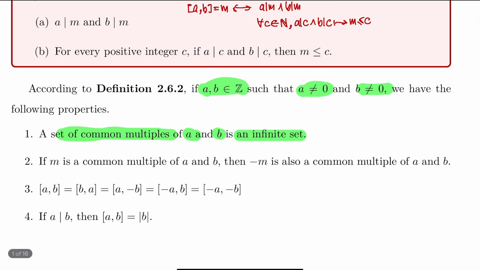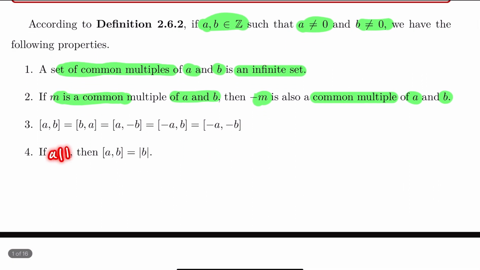Number two, if m is a common multiple of A and B, then minus m is also a common multiple of A and B. Number three, the least common multiple of A and B is equal to the least common multiple of B and A, equal to the LCM of A and minus B, equal to the LCM of minus A and B, and equal to the LCM of minus A and minus B. And number four, if A divides B, then the least common multiple of A and B is equal to the absolute value of B.